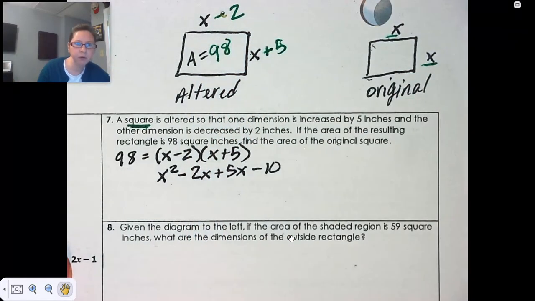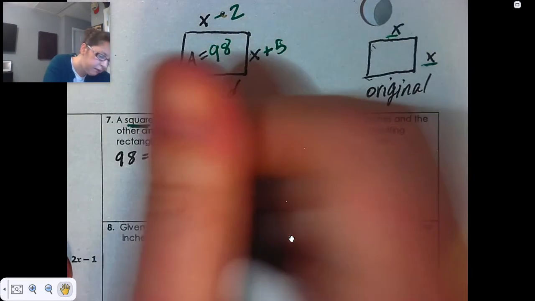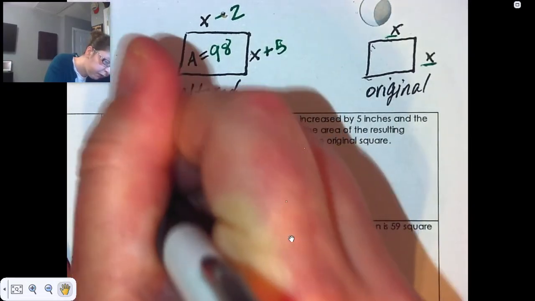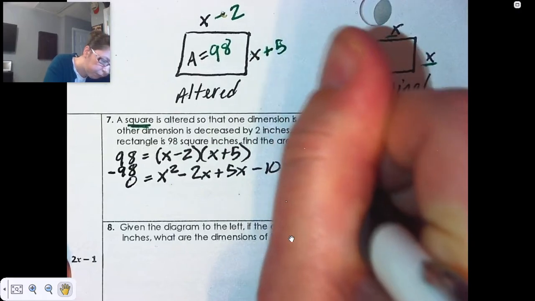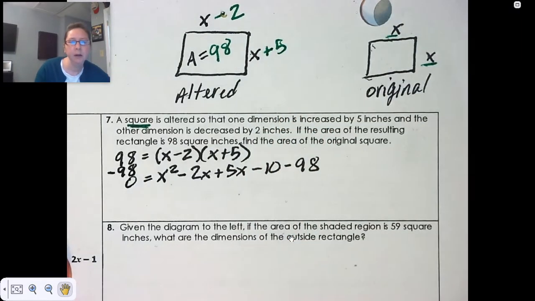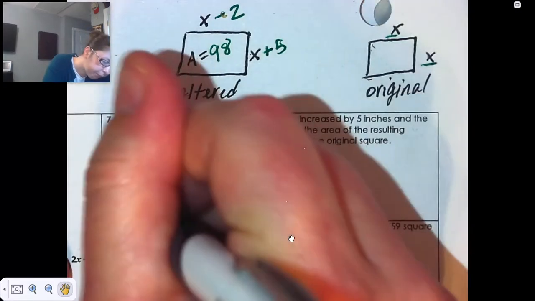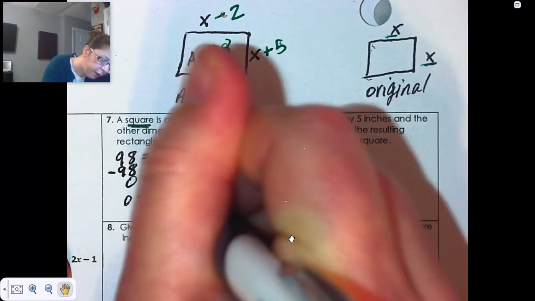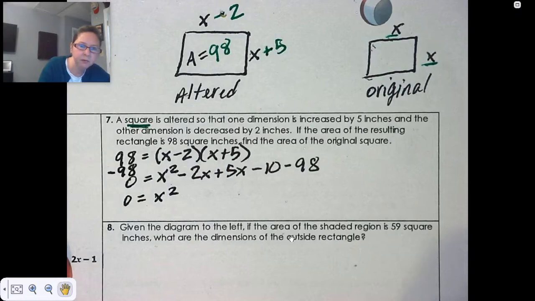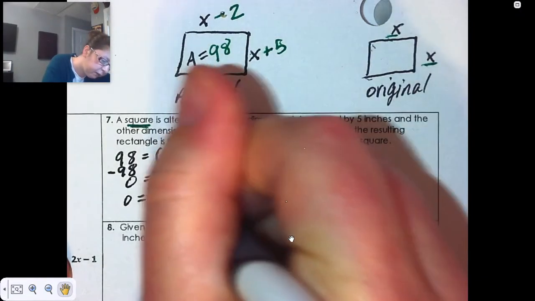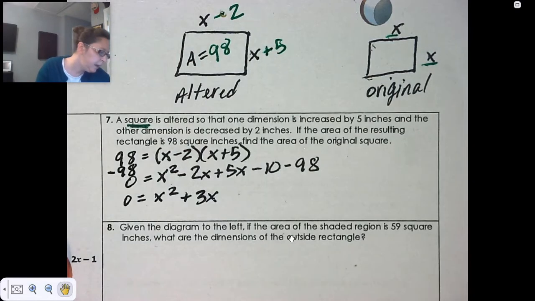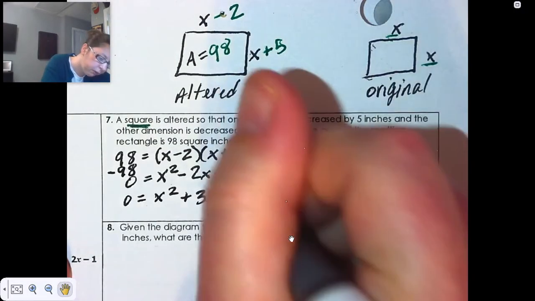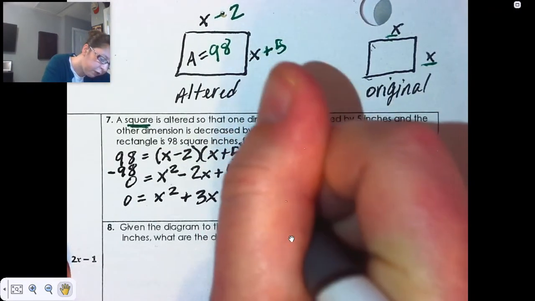And then I'm going to subtract the 98 from both sides so that it's set equal to 0. All right, now let's combine like terms. So x squared, let's see, negative 2x plus 5x is a positive 3x. Negative 98 minus 10 will be negative 108.